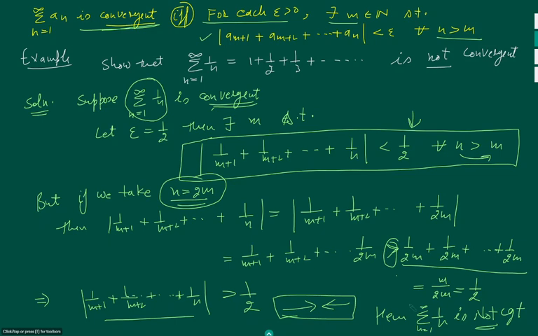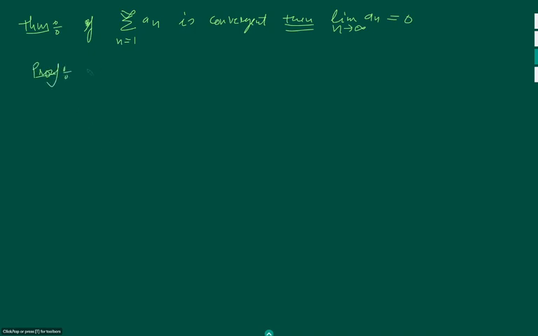This was an example, and now we have another important result that we would like to discuss. We have this theorem, and this is a very important theorem. This says that if a series is convergent, then the limit of its nth term would be 0. So we have to prove this, and the proof goes like this.